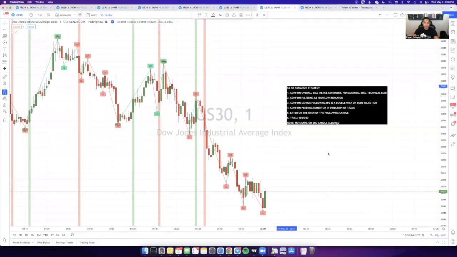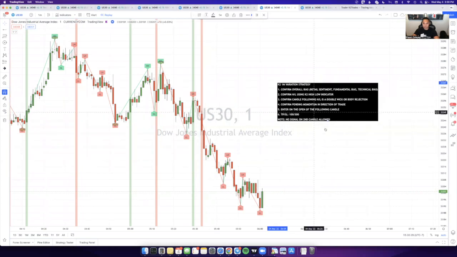Hey guys, today we're going to be going over the K2 1-minute variation strategy. Here are the requirements on the screen.